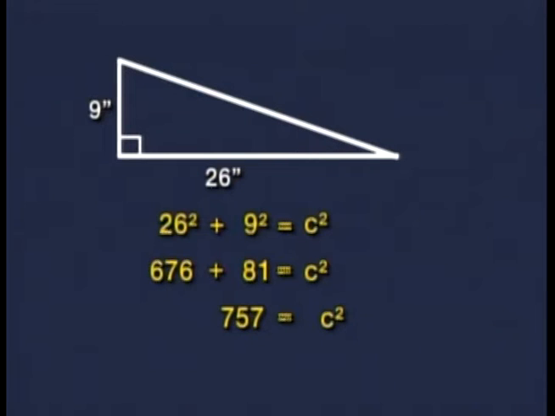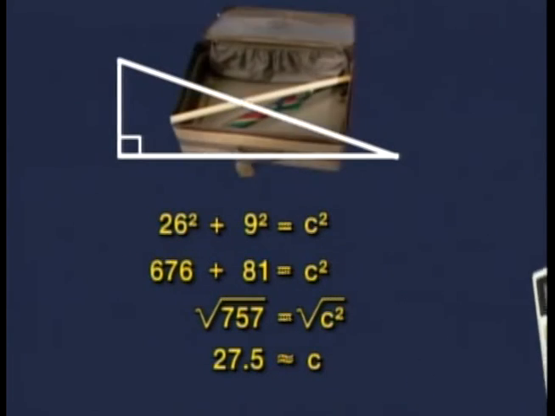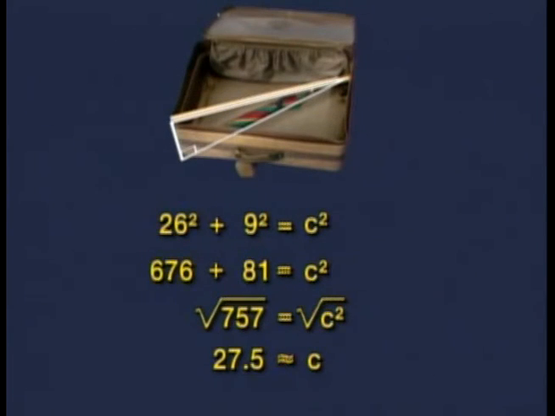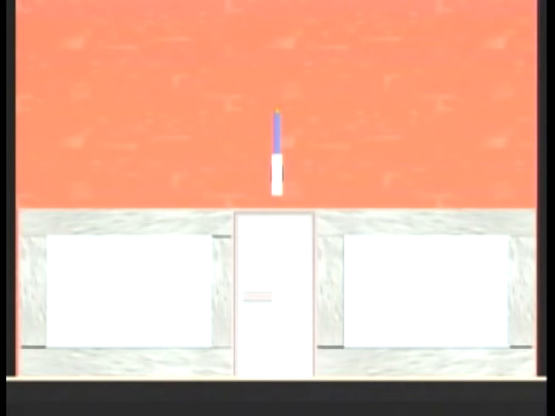757 equals C squared. Now take the square root of both sides of the equation. Use a calculator if you like. The square root of 757 is approximately 27.5. So the longest object that we could fit in the suitcase is about 27.5 inches.